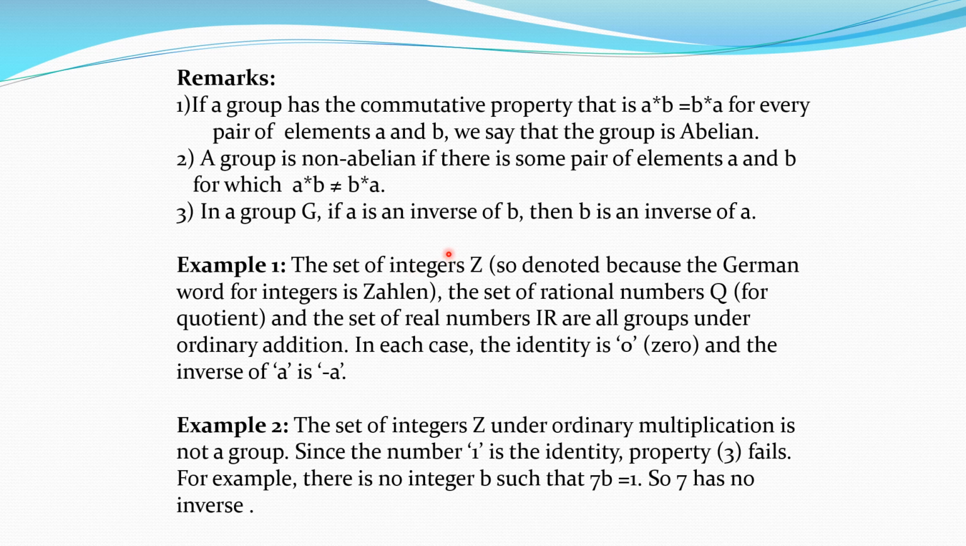Now see some remarks. If a group has the commutative property, that is A star B equal to B star A for every pair of elements A, B, then we say that the group is abelian or commutative group. It means all the properties of a group are already satisfied, and together with these four properties, the group satisfies the commutative property, that is A star B equal to B star A for all A, B in G. Then we say that group is an abelian group or commutative group.